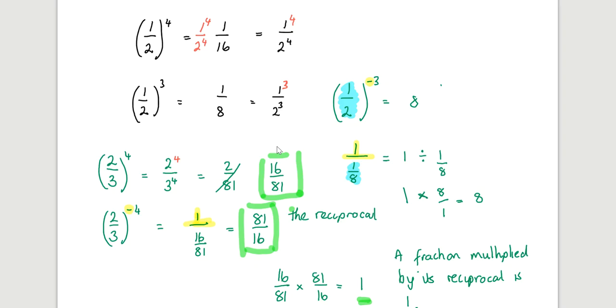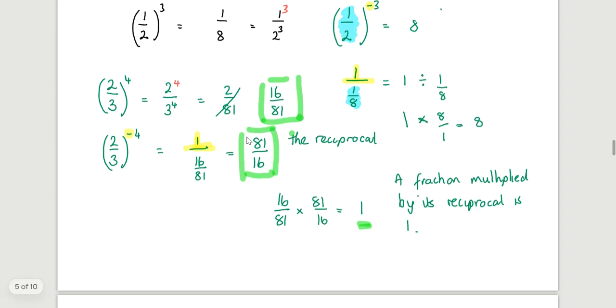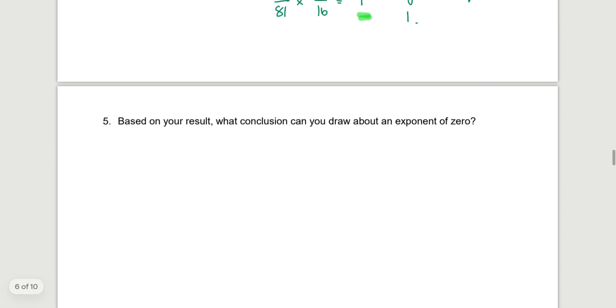But if we've got a fraction where we don't have a 1 in it, 2 over 3 to the power of 4, well, that applies to both, but if it's a negative 4, it applies to both, and we get the reciprocal. The fraction flips upside down. Okay. How do we check? Well, a reciprocal, if you've got that number and that number, you multiply them together, you always get the answer of 1.